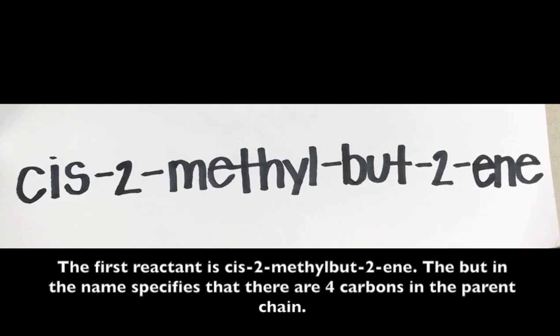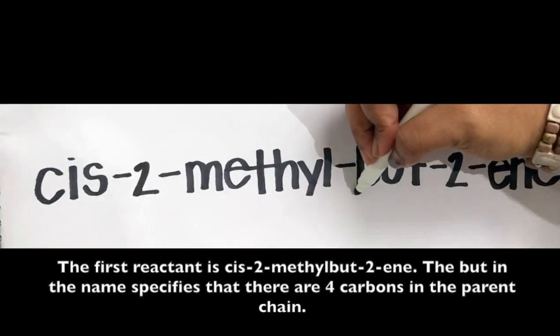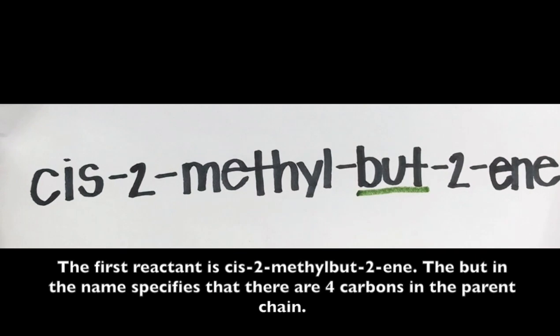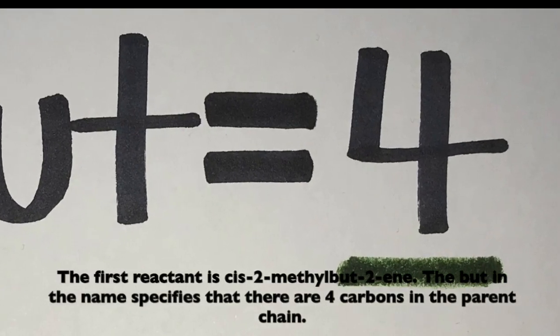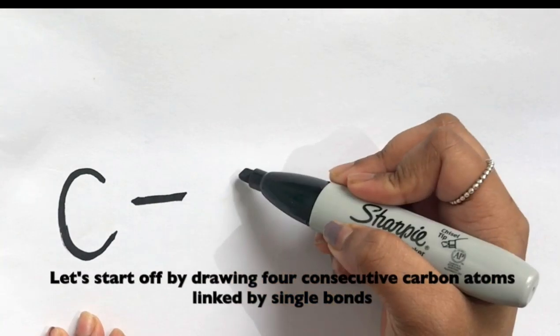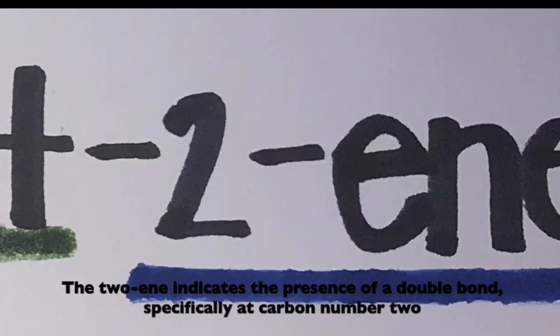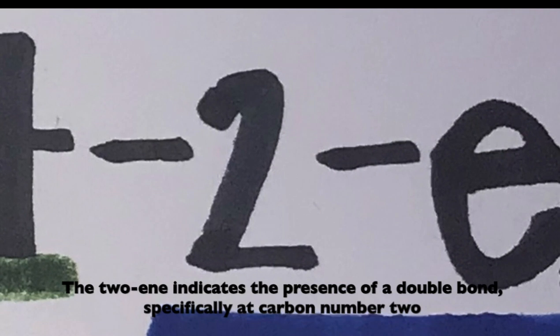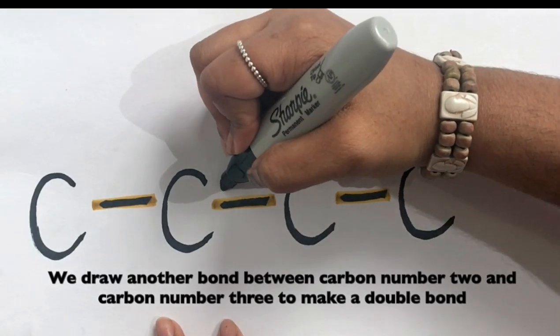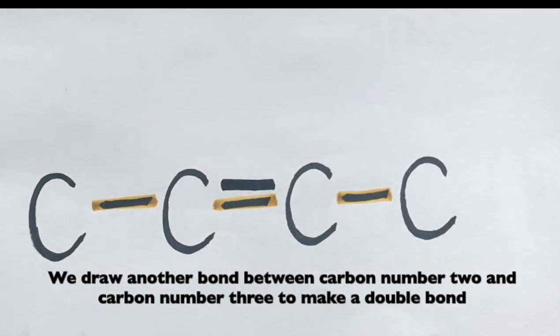The first reactant is cis-2-methyl-butene. The but in the name specifies that there are 4 carbons in the parent chain. Let's start off by drawing 4 consecutive carbon atoms linked by single bonds. The 2-ene indicates the presence of a double bond, specifically at carbon number 2. We draw another bond between carbon number 2 and carbon number 3 to make a double bond.